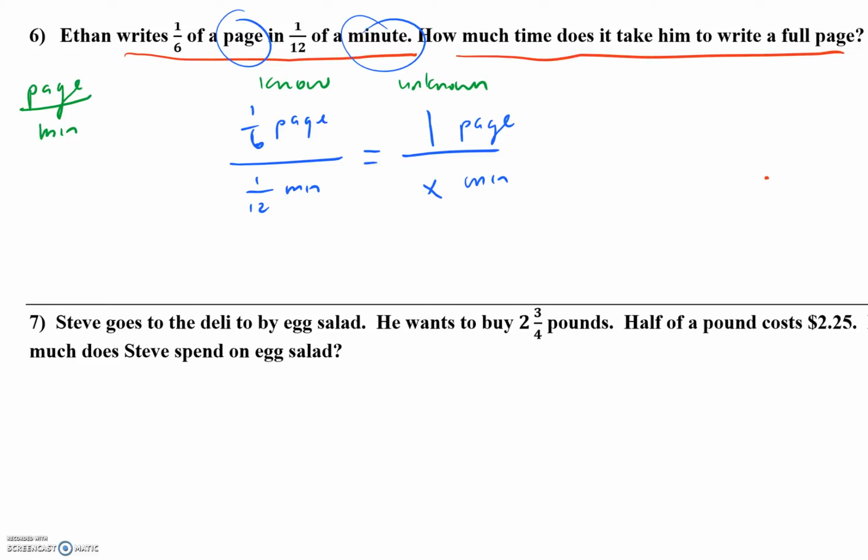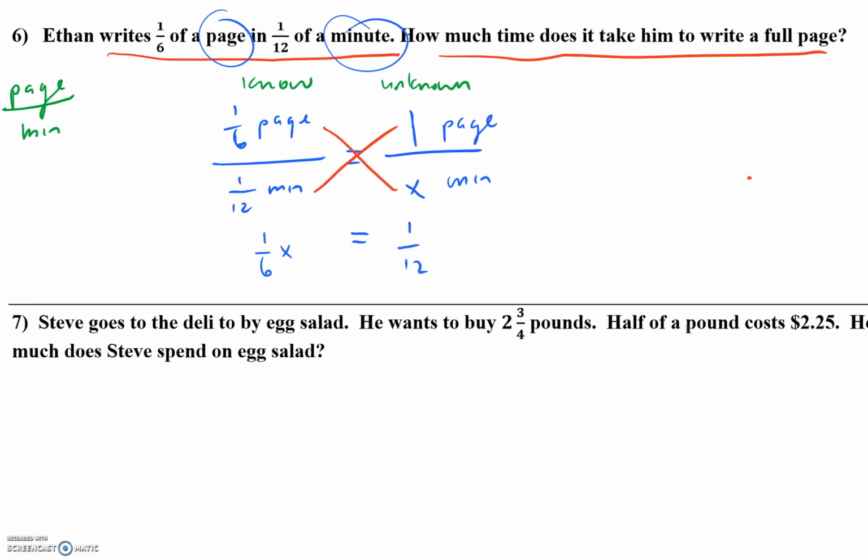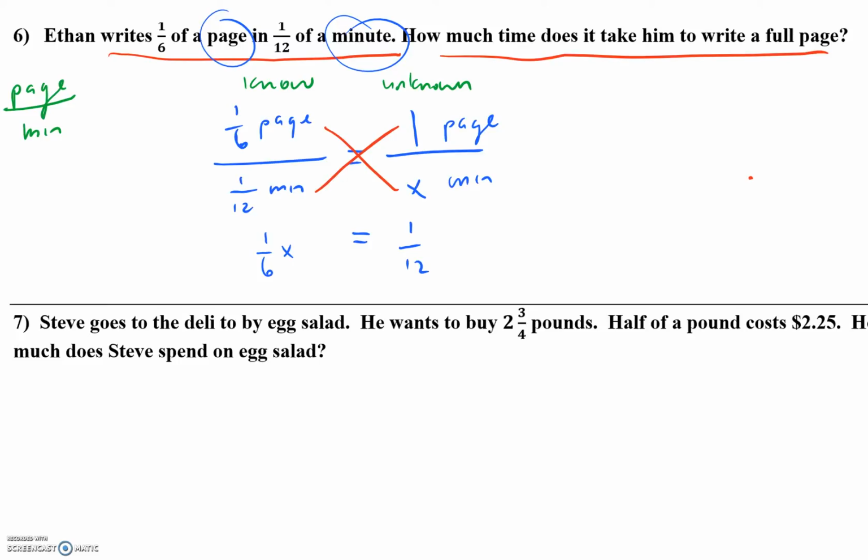So I'm going to start out with 1/6 times X. Don't forget your equal sign. Equals 1/12 times 1. Anything times 1 is going to give us the same exact number. 500 times 1 is 500. 1 billion times 1 is 1 billion. Therefore, 1/12 times 1 is 1/12. This is what we're left with. Let me drag this over to the side so we have more room to work with.